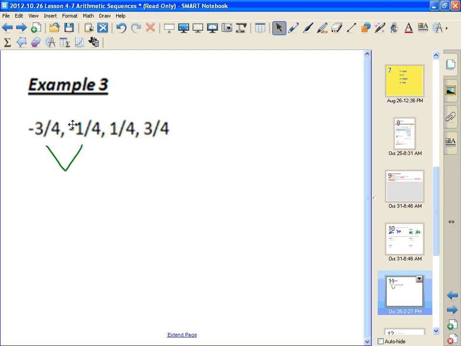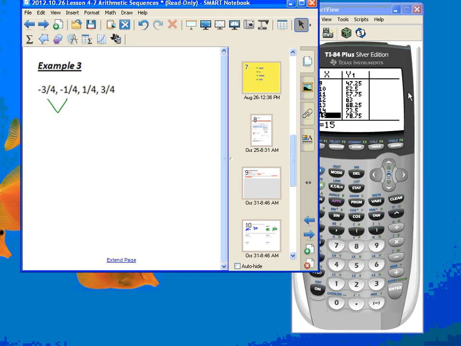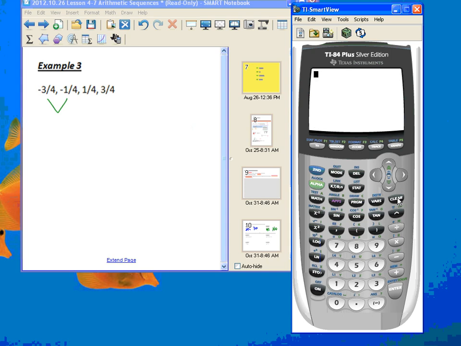You do it like this. You take the second term and then subtract the first term. So in your calculator, here's what you put. On the home screen, you do your fraction, and the second term is -1/4, and then we subtract the first term, which was -3/4, and you push enter. So the difference between those two is 1/2.